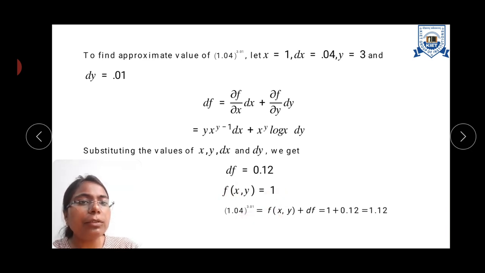And if we find out the complete value of f, it means 1.04 to the power 3.01, we have to add this value to f of x, y. So its complete value is equal to f of x, y plus df. So its value is equal to 1 to the power 3 plus 0.12. It means 1.12 will be the right answer.